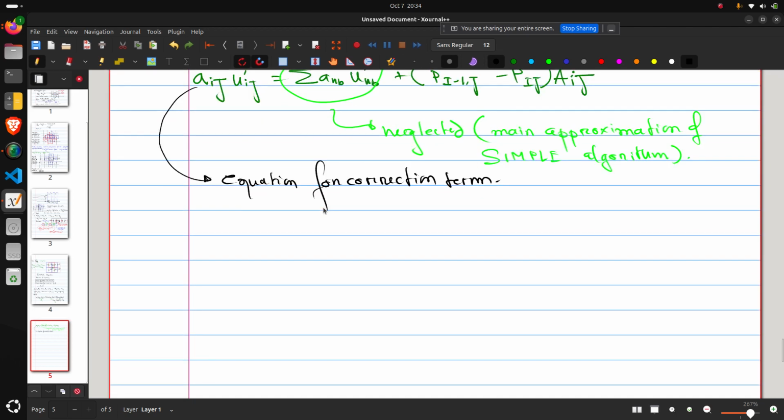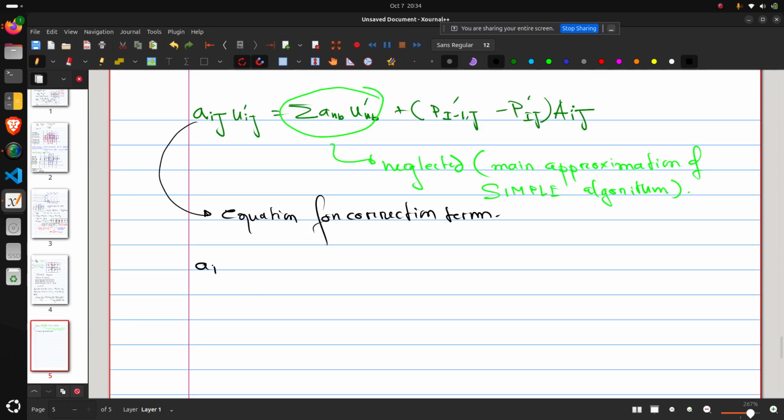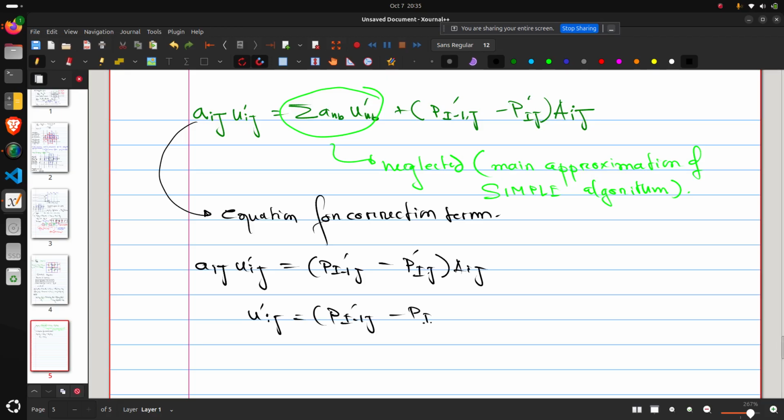So what can we write finally? We can write that a_i J u_i J star is nothing but p_(I-1)J prime minus p_IJ prime a_IJ, and we will just divide it by a_IJ. So u_IJ is nothing but d_IJ. This is a new term that we have introduced. This is the d_ij. Okay.